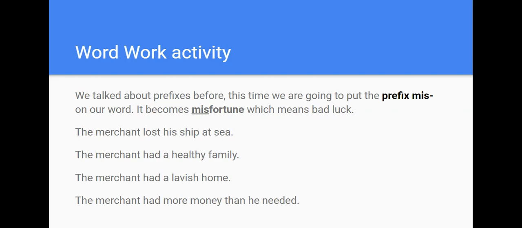The merchant lost his ship at sea. That would be misfortune. The merchant had a healthy family. That is good fortune. The merchant had a lavish home. That is good fortune. The merchant had more money than he needed. I think that is good fortune too.